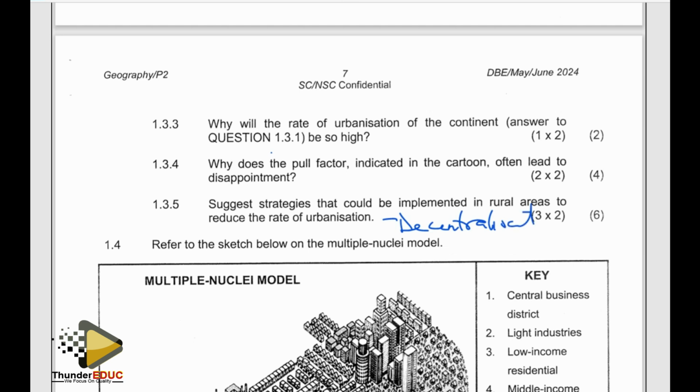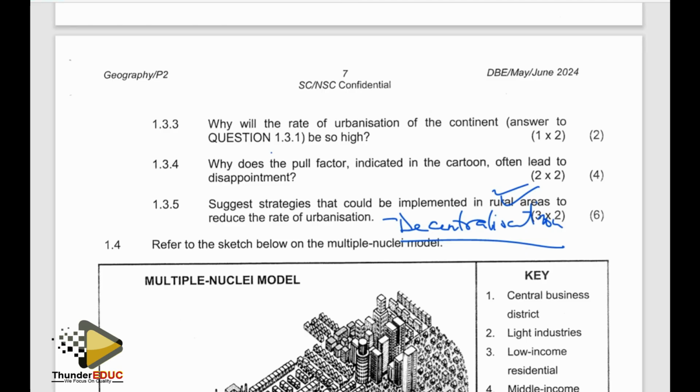Right, those are some of the measures that can be implemented. We can talk of incentivizing people in rural areas. The government can maybe make an initiative to pay some grants for people staying in rural areas so that they can sustain themselves and find ways of making a living in their very own communities, as a measure to try and limit their movement into cities and towns. Right, that was question number 1.3.